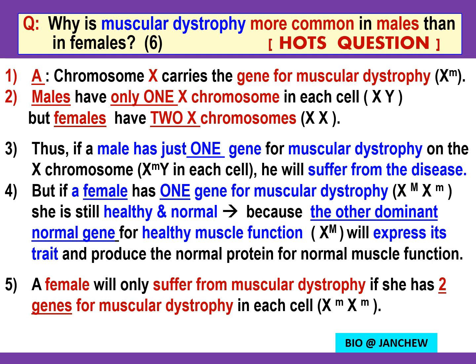Let us discuss a hot question related to muscular dystrophy. Why is muscular dystrophy more common in males than in females? 6 marks. So this type of question can be asked in the essay section as a HOTS question. Actually, we'll be studying more about the inheritance of certain diseases in chapter 5, which is entitled Inheritance. So here I will attempt to explain it to you, and I've provided a very systematic explanation which can be used for the exams.